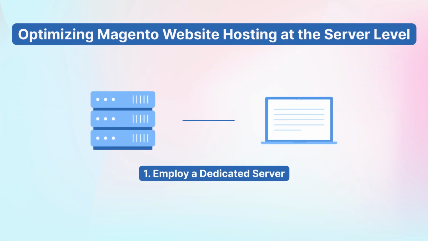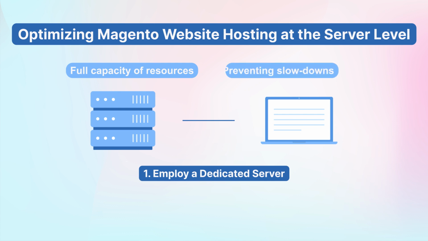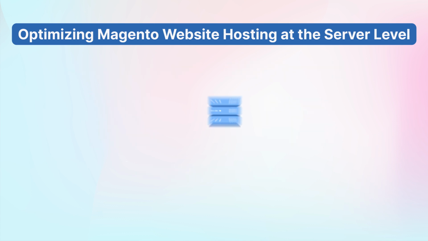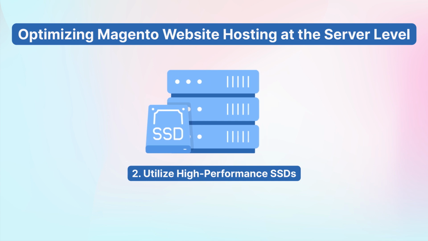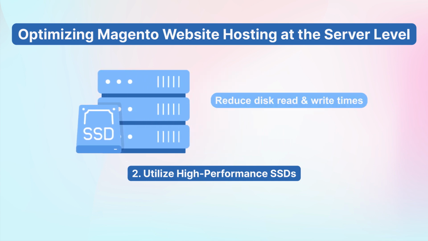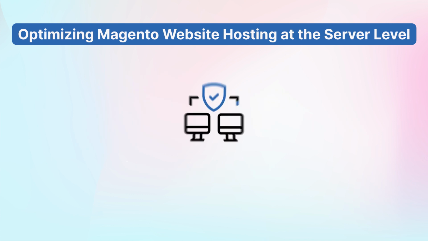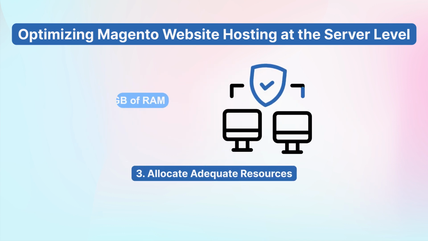First, employ a dedicated server. Why? Because it provides the full capacity of resources to Magento, preventing slowdowns that arise from resource sharing. Next, utilize high-performance SSDs. They significantly reduce disk read and write times, resulting in substantial performance gains. Allocate essential resources, at least 2 GB of RAM and a dual-core CPU.